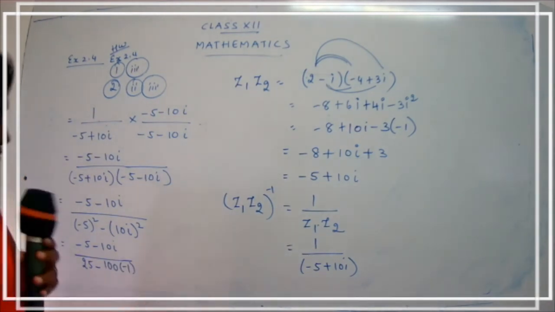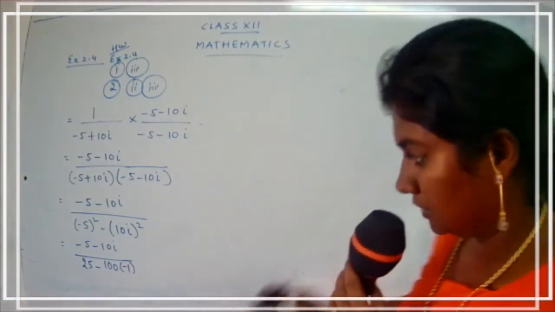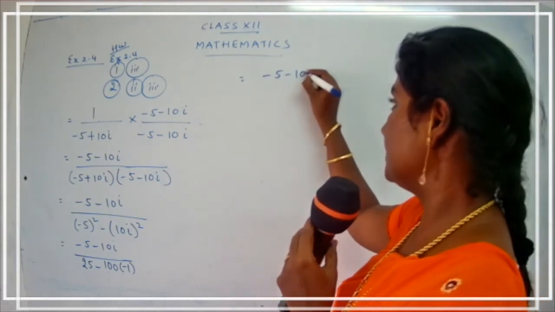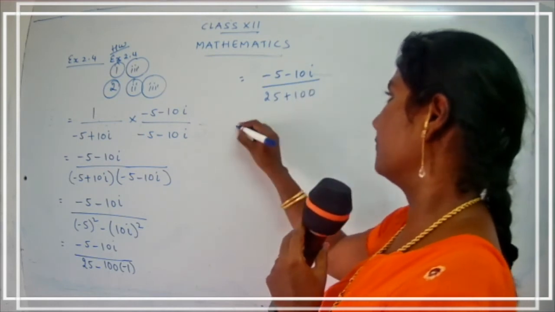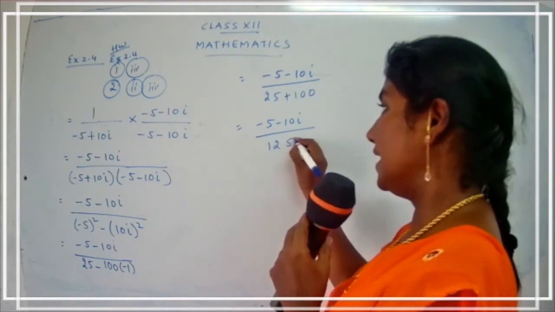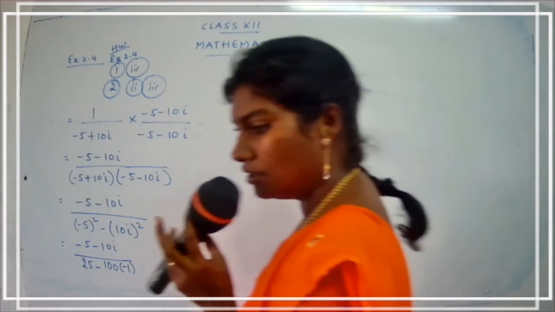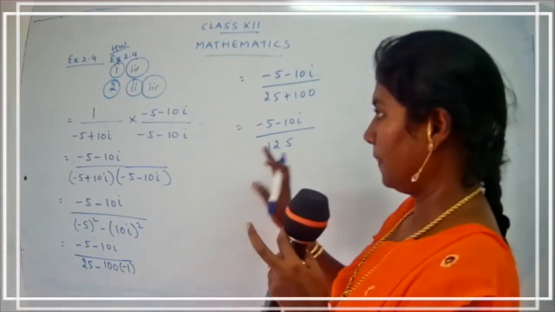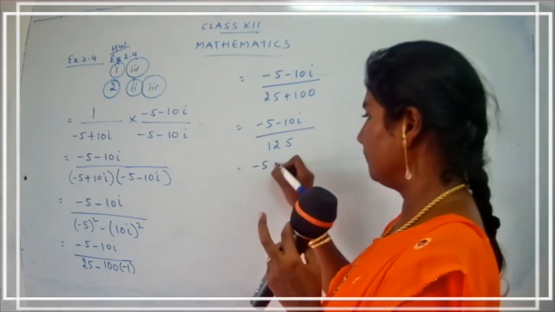So now I would be continuing over here. This is equal to minus 5 minus 10i upon minus 5 into minus 5, that's 25, yes, good, minus 10 square, that's 100, times minus 1. So minus 5 minus 10i upon 25 plus 100, that is 125. Okay children, whenever you write, try to write in terms of the rectangular form. So I am going to take minus 5 common.